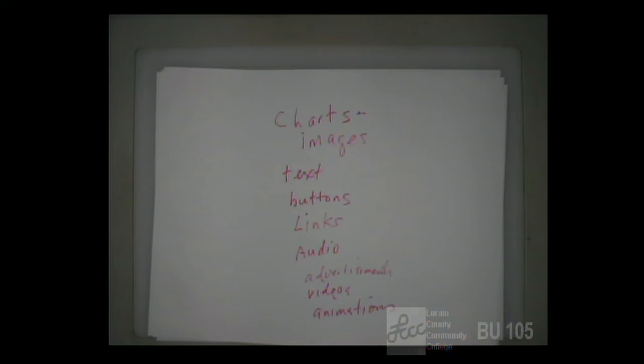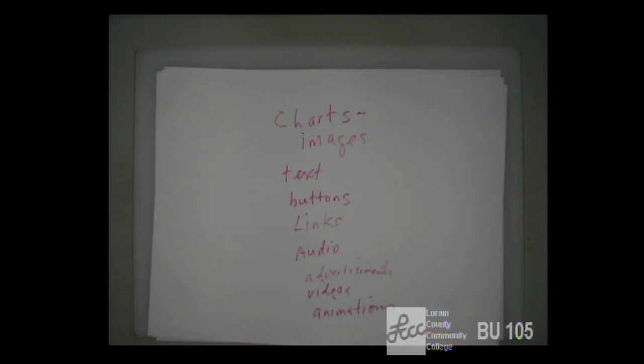So how do you put stuff on a web page? Web pages are viewed through what is called a web browser. What's a web browser? Internet Explorer, Chrome, Firefox. These are all web browsers. Web browsers are the programs that you use to view the web.